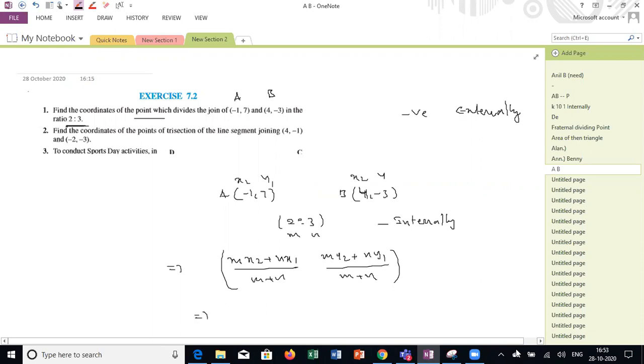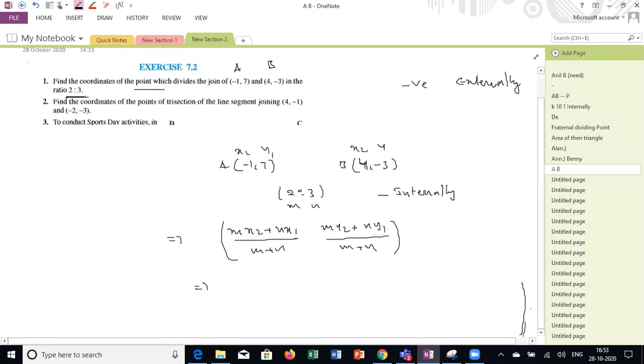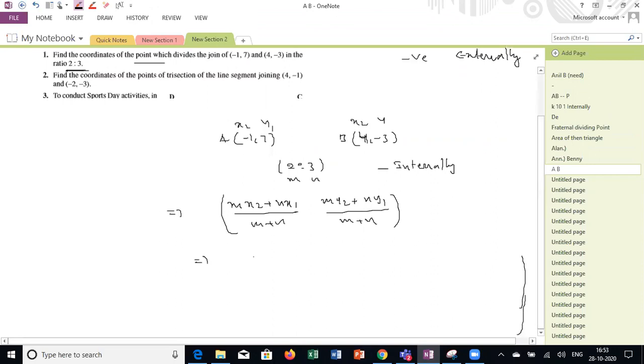This will be equal to 2 into 4 plus 3 into minus 1, divided by 2 plus 3, which is 5. And 2 into minus 3 plus 3 into 7, divided by 5.